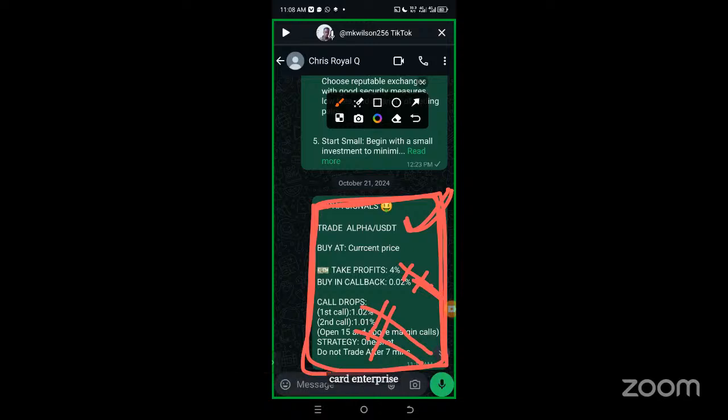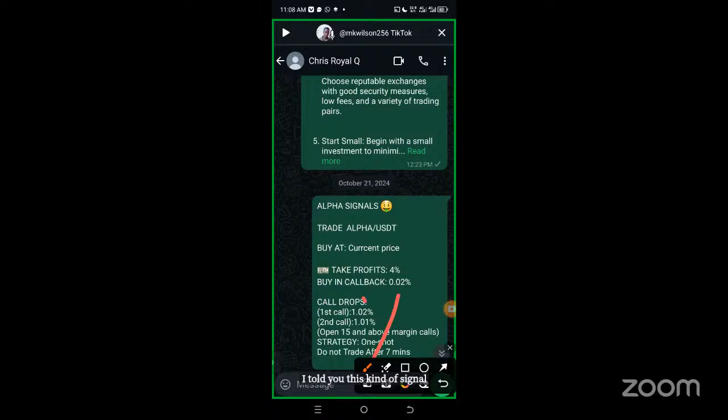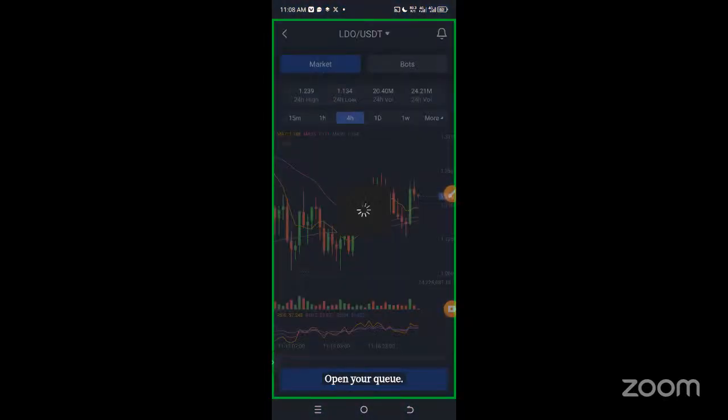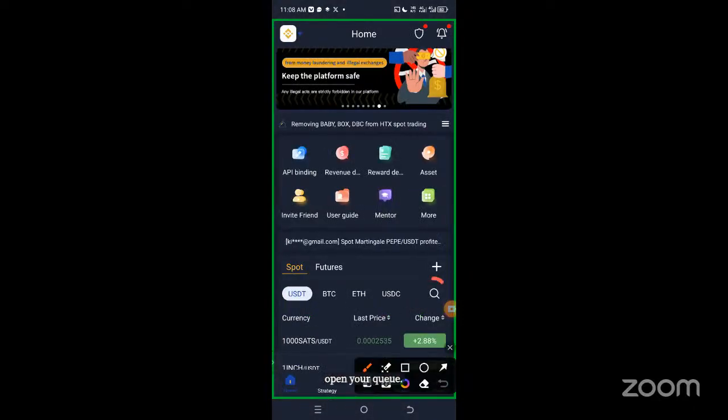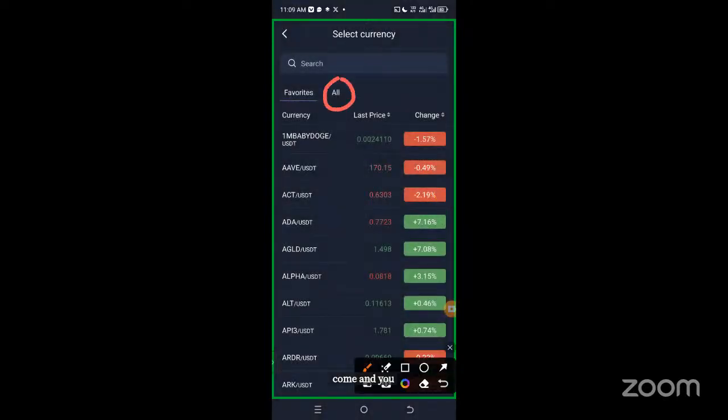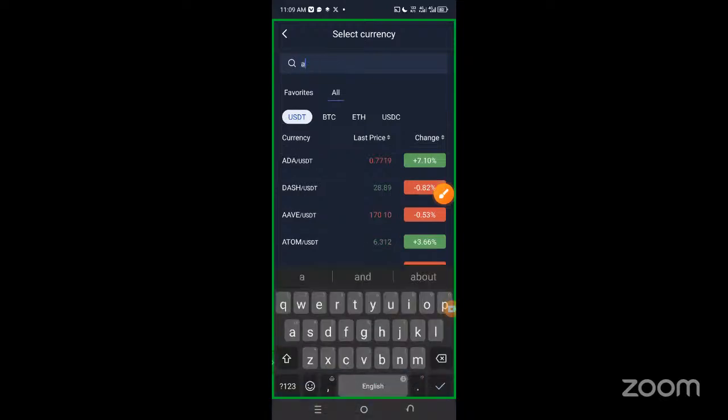What do you do with this kind of signal? I told you with this kind of signal, you don't need this. All of this is X. Even this is X, and this is X. You need the name of the coin plus this instruction that is telling you trade at current price. What you do, you open your RealQ, click on the search bar, click at all, then search for the coin. The coin is alpha.